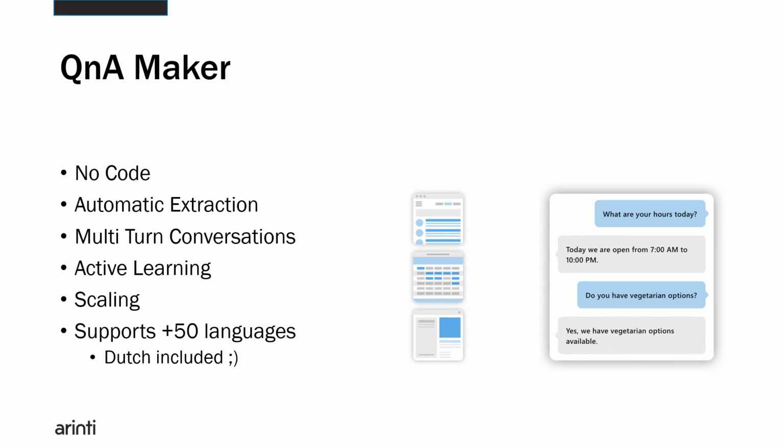Now, scaling, of course, is also very important. If you have 10 users at the same time, or you have 1,000 users at the same time, Q&A Maker is built on some very sophisticated services like the Azure Search component and an app plan, and these are very scalable to be able to serve hundreds or thousands of users. It also supports more than 50 languages. I'm from Belgium, so Dutch is very important, and that's included, so I'm very happy about that.